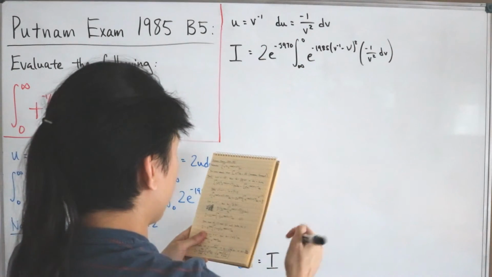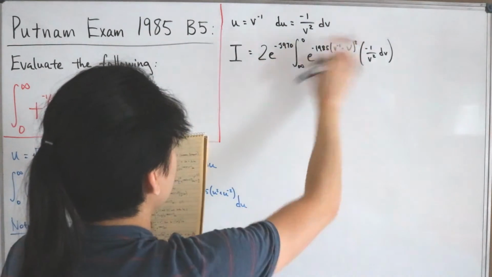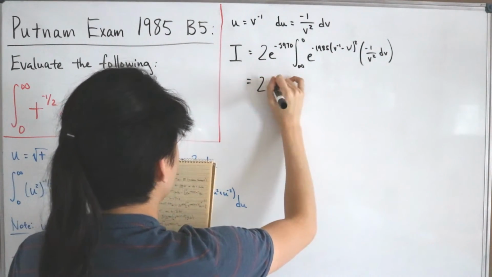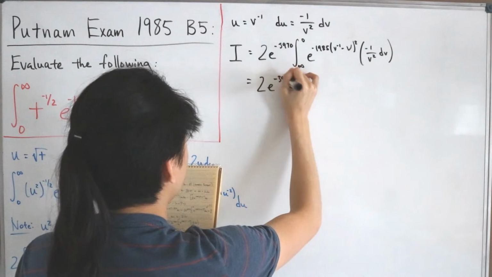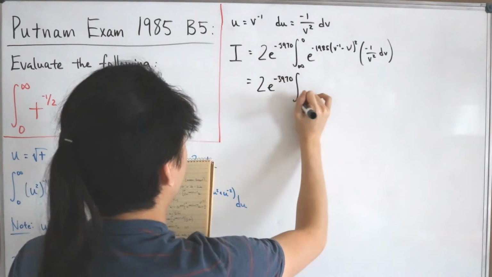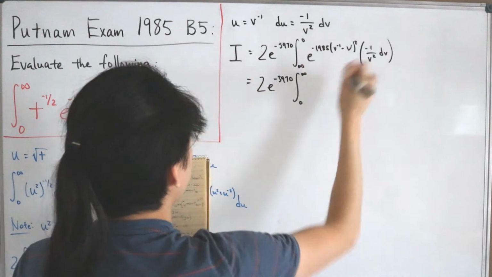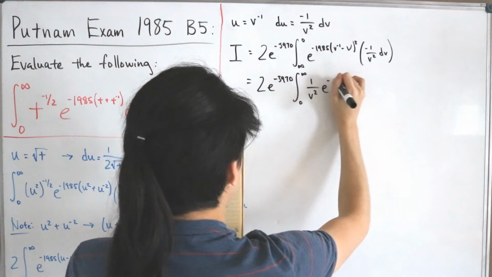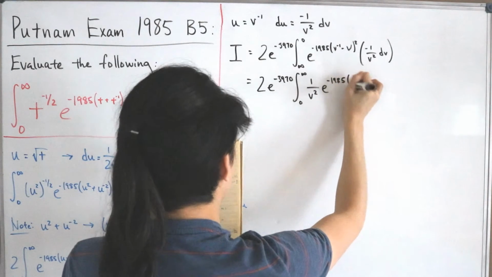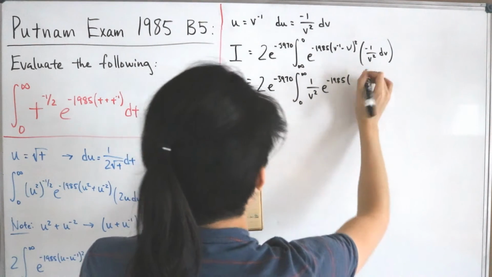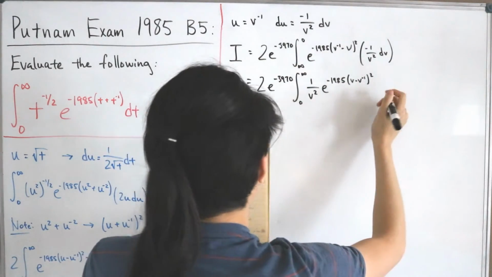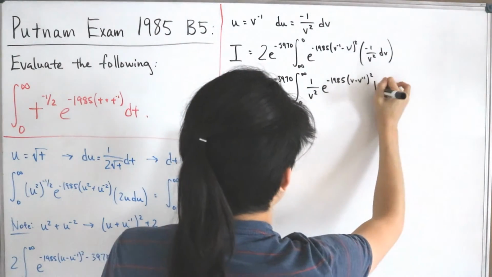And now let's simplify all this out. Outside still remains the same. Over here, if I flip the bound 0 to infinity, it becomes negative. That negative will cancel. So I have 1 divided by v squared, and then multiply by e to the -1985. And then as mentioned, I'm going to put this back as v minus v inverse and then square. It's okay since, as I mentioned before, it's the evenness, then dv.